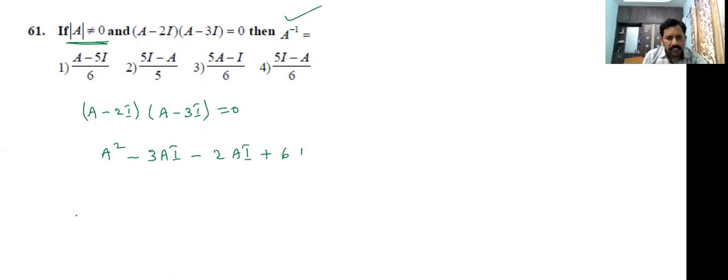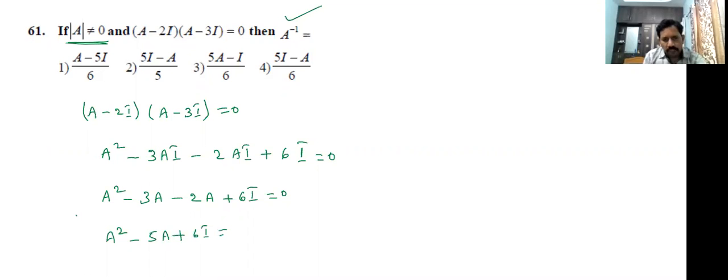Now take the given condition and multiply each and every term. So I got 6I. Finally, 6I is equal to 0. Here observe that A square minus 3 into A into I, that is A only, minus 2 into A into I, plus 6I, that is equal to 0. A square minus 5A plus 6I is equal to 0.